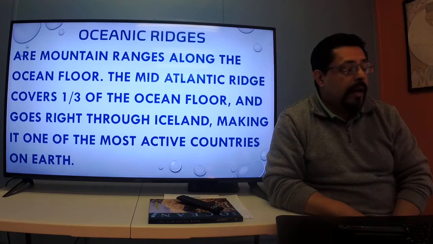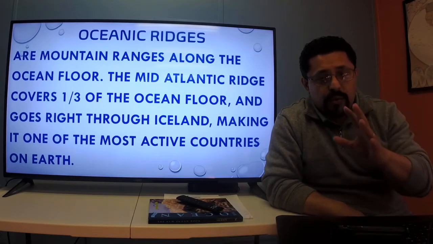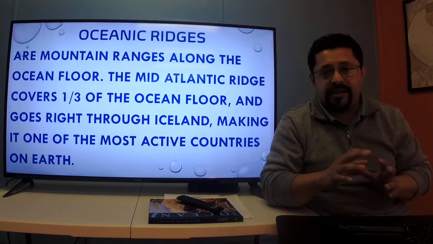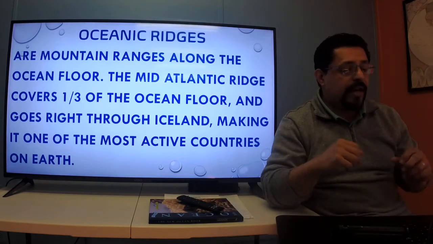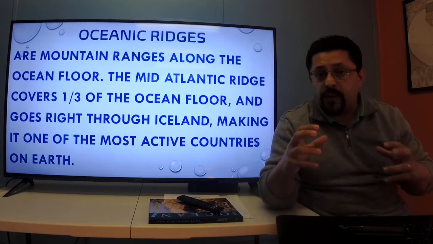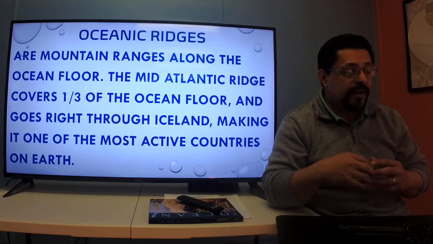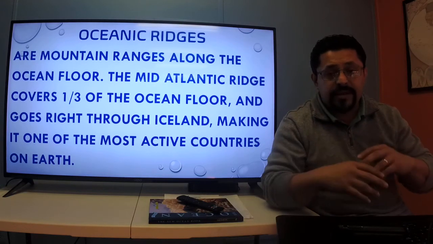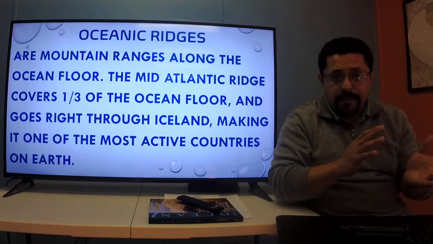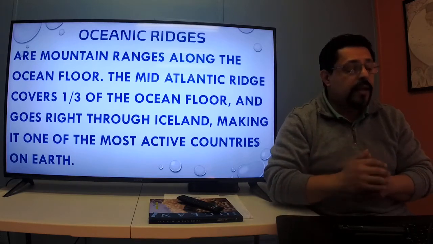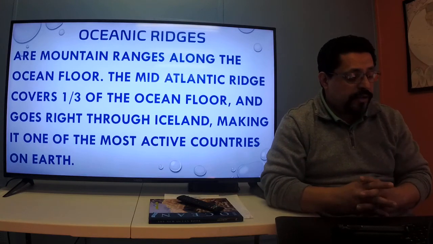And so the Mid-Atlantic Ridge goes right through the country of Iceland. And when you go to Iceland, Iceland is one of the most active countries in the world. You have a lot of earthquakes. You have a lot of mountain ranges. You have a lot of glaciers. I mean, just a lot of things that are taking place in Iceland because this Mid-Atlantic Ridge goes right through it. And really, Iceland is part of the Mid-Atlantic Ridge.